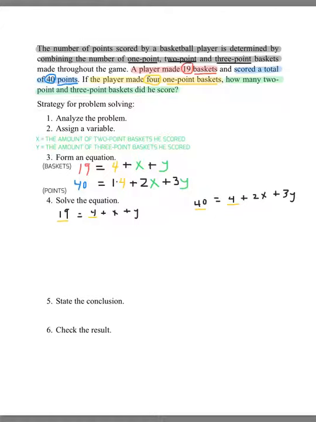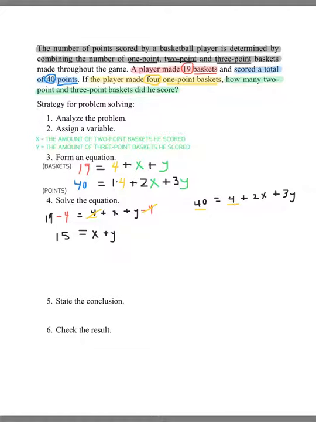So I'll subtract 4 from both sides of the equation for the first equation, and that'll give us 15 on the left hand side. And then on the right hand side, the positive 4 and the negative 4 simplify out, leaving us with x plus y.